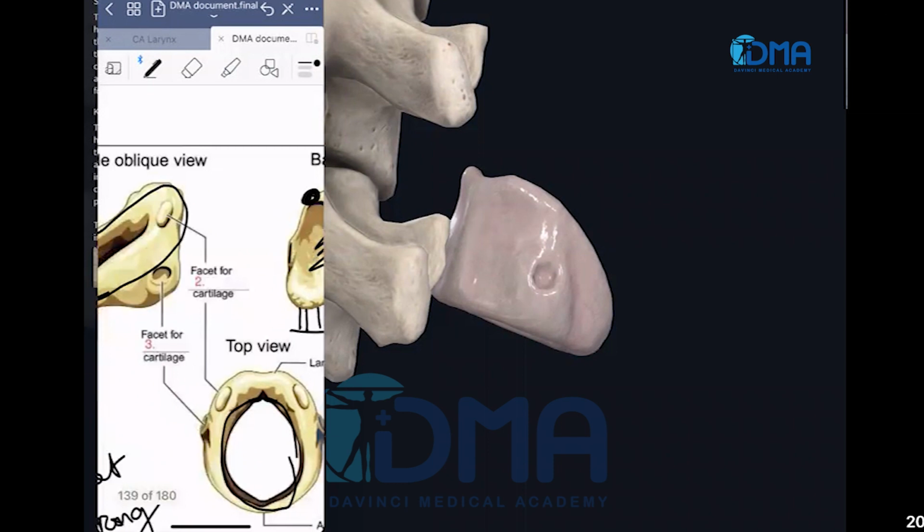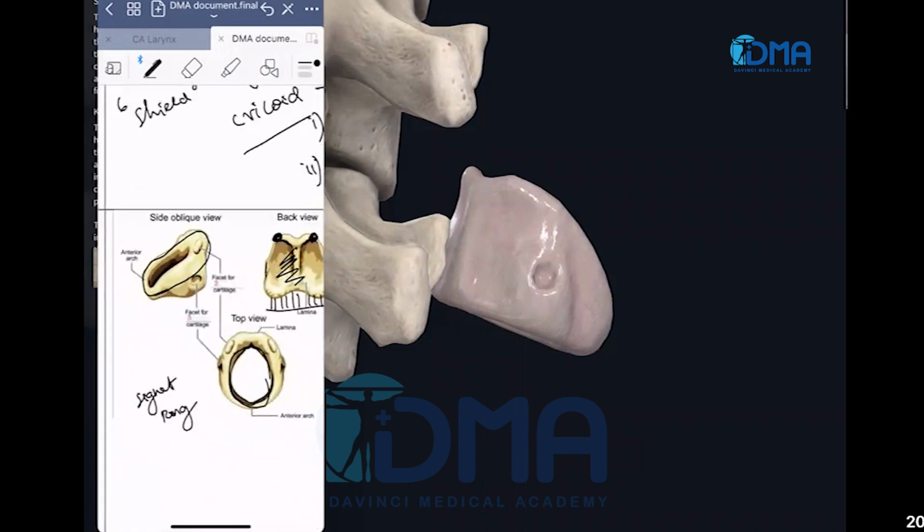Okay. So cricoid cartilage is completed. It's a complete cartilage, signet ring shape. Anteriorly, it is broader. Posteriorly, it's thinner. Superiorly, it is having attachment with arytenoid cartilage. Inferiorly, it is having attachment with trachea with the help of a ligament.